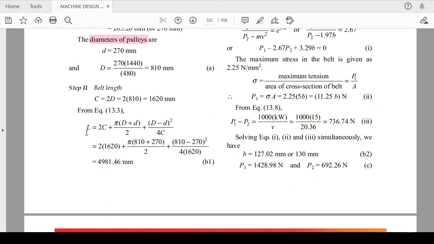Now calculate the belt length by this formula: L is equal to 2c plus pi by 2 times (D plus d) plus (D minus d) whole square divided by 4c. This is for the open belt drive. For the cross belt drive, instead of D minus d, it is D plus d. It is simple. You can calculate the length by keeping the values of capital D and small d, and the center distance c, which is 2D.